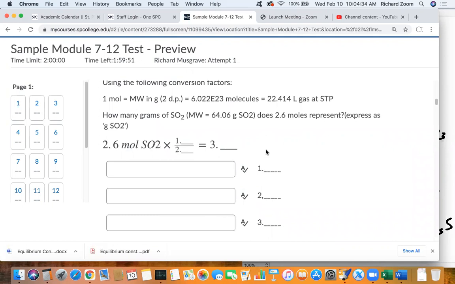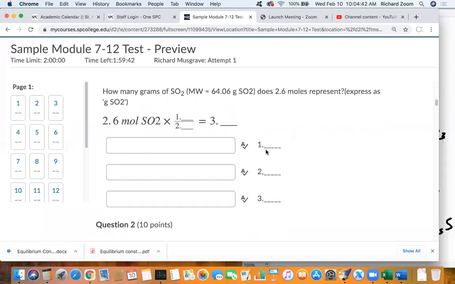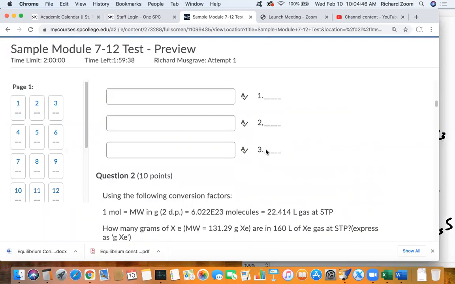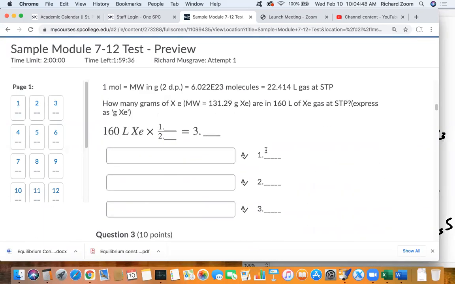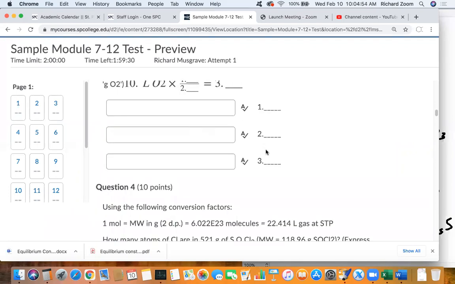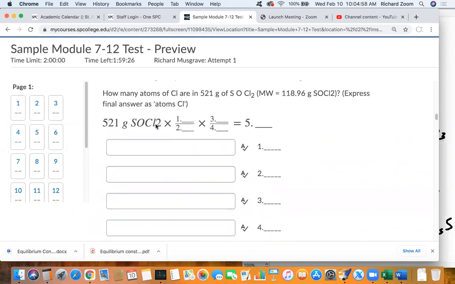So these are the kinds of questions you're going to see. It's pretty much the same kinds of questions as you'll see in the credit quiz or the practice quiz. So this one's grams to moles. Sorry, moles to grams, I should say. This one here is liters to grams. This one here is liters to grams as well. And this one is the atoms problem, the last one we looked at.